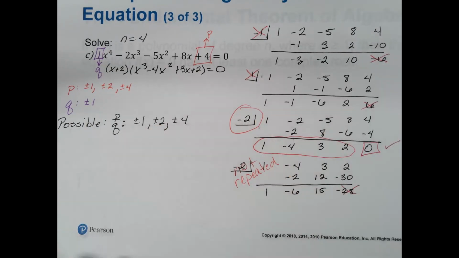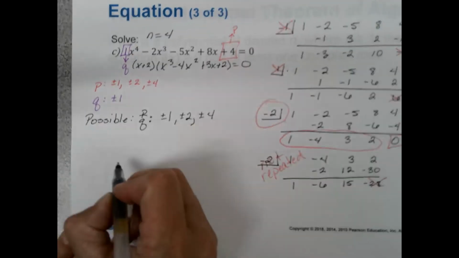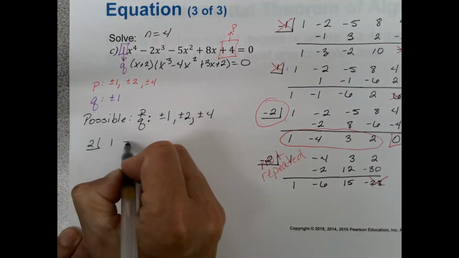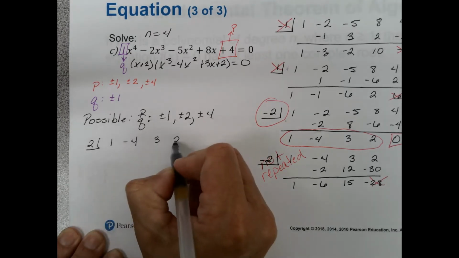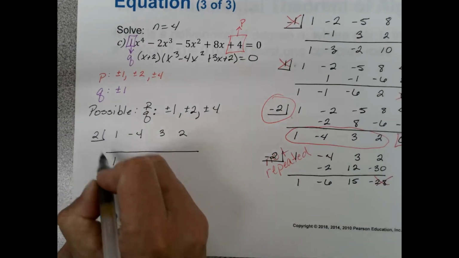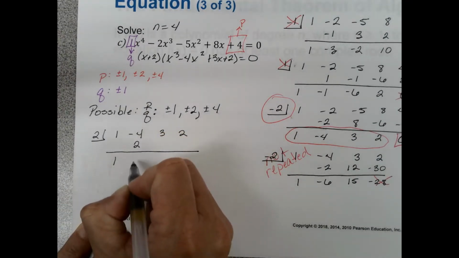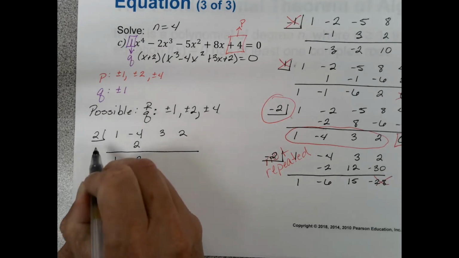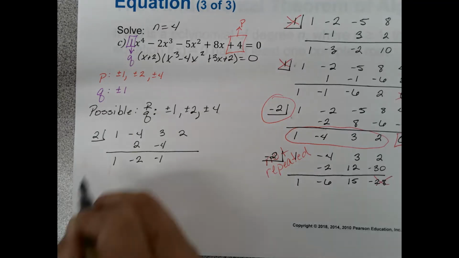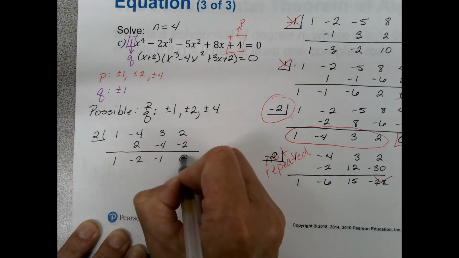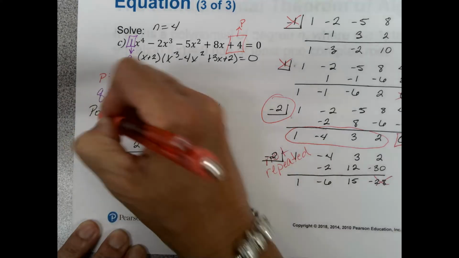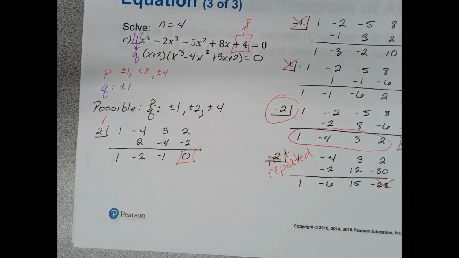So now we're going to try the positive 2. So I'm going to put the positive 2 in the box with my reduced degree coefficients. I'm going to bring down the 1. 2 times 1 is 2. These add to give me a negative 2. 2 times a negative 2 is a negative 4. Those add to give me a negative 1. 2 times a negative 1 is a negative 2. I've got my 0 there. So both negative 2 and positive 2 are zeros.